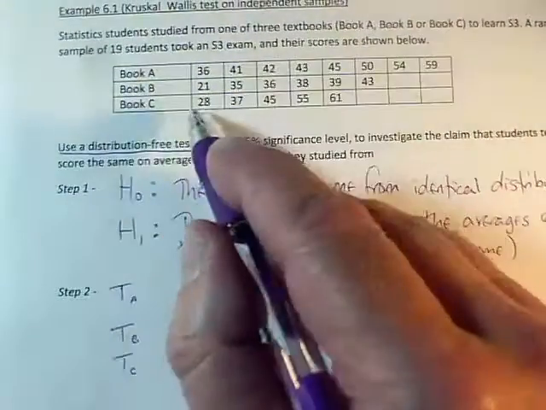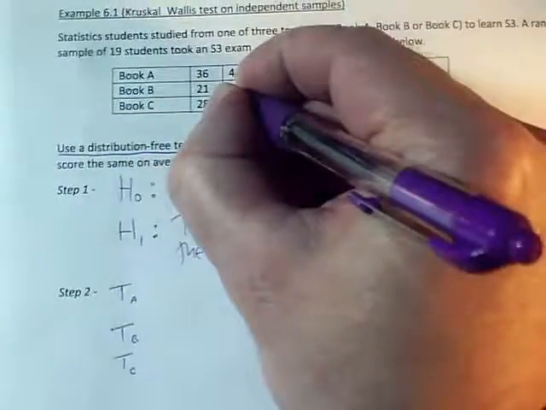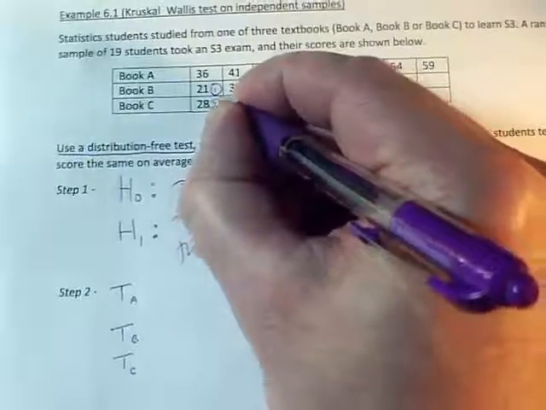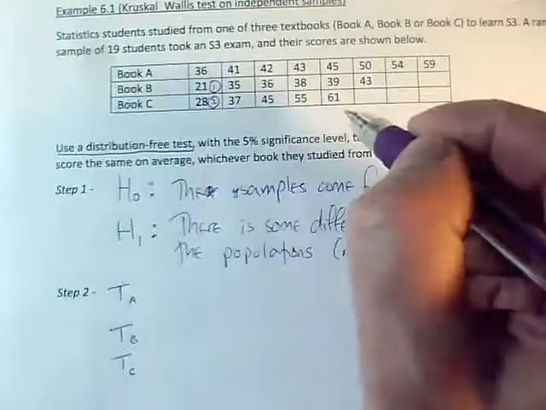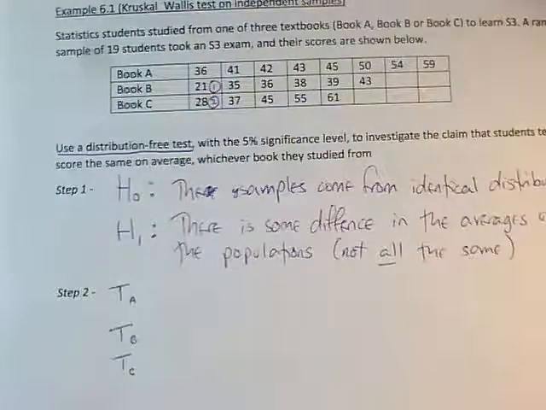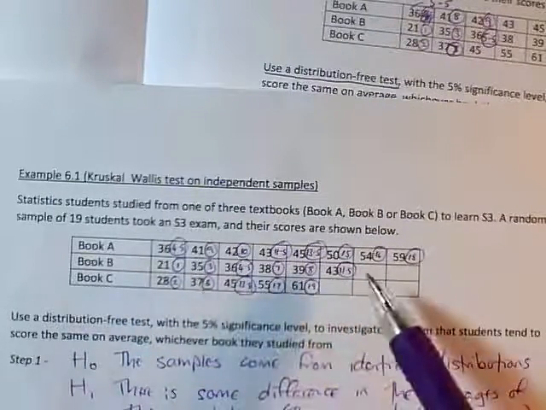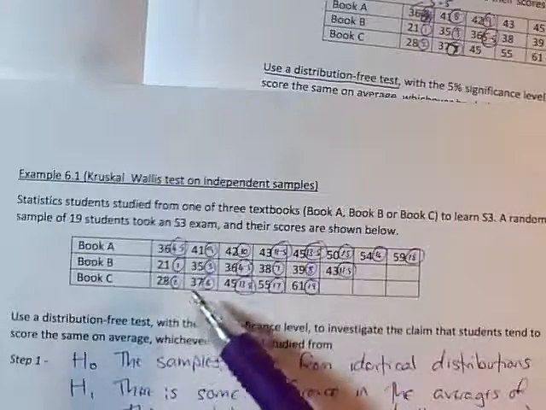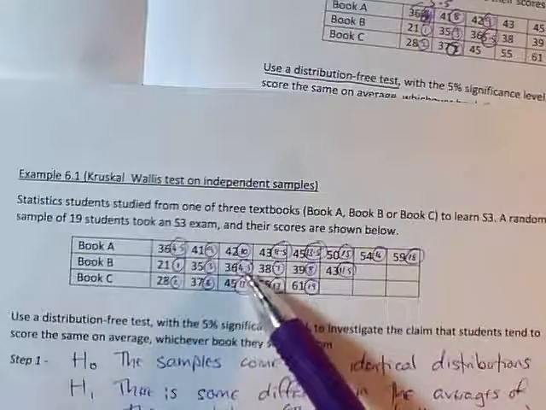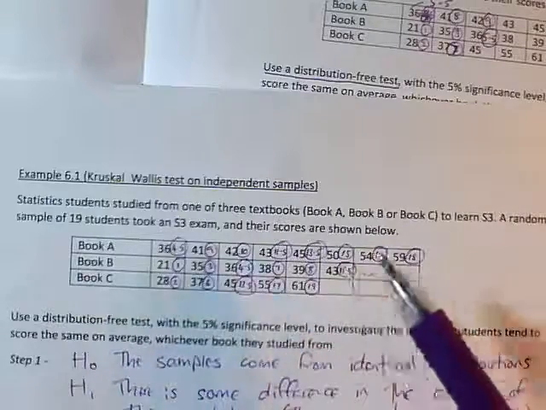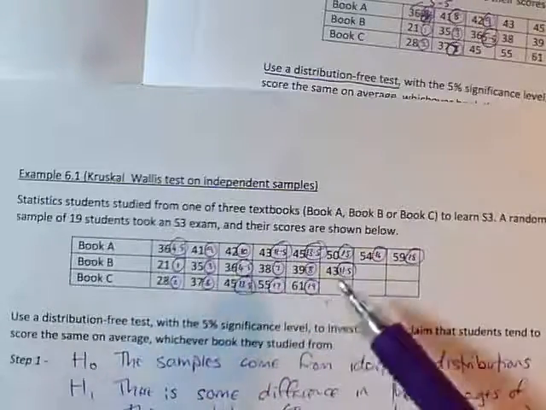So the lowest rank is going to be for book B with this 21. The next lowest value is C with this 28. It is common for them to put the values in order to make the ranking easy. So here are my rankings. I don't know if you can read those. I've had to write quite small. I had a few tied ranks. I've got 2 4.5s, tie for 4th and 5th place. I've got 2 11.5s, and I've got 2 13.5s.